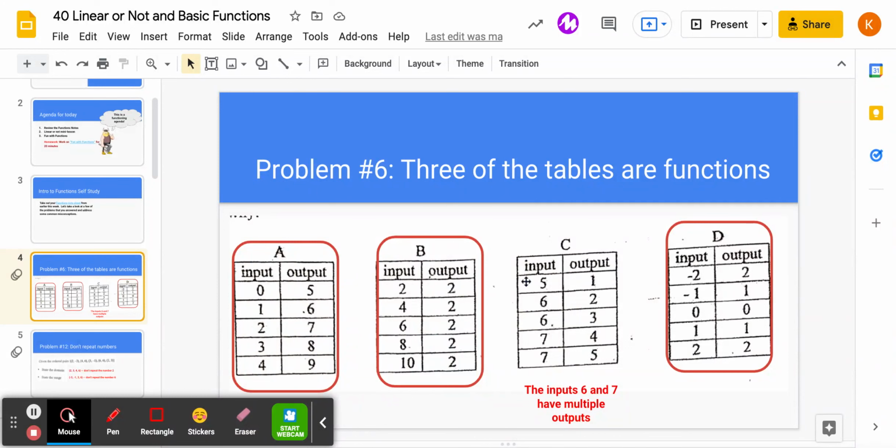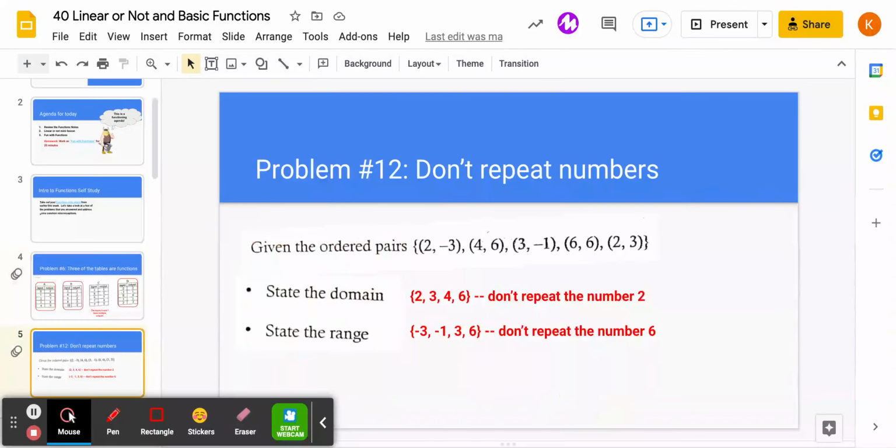And letter C here in the middle, I think you could see what's going on here. Oh no, 6's repeat and 7's repeat. Therefore, this is not a function. This would just be a relation. You heard Mr. Robinette talk about that in a previous video. This would be considered a relation, not a function. Okay, so that was one thing I wanted to show you.